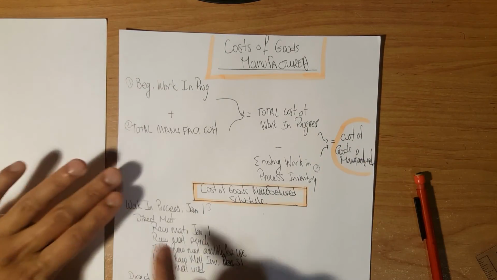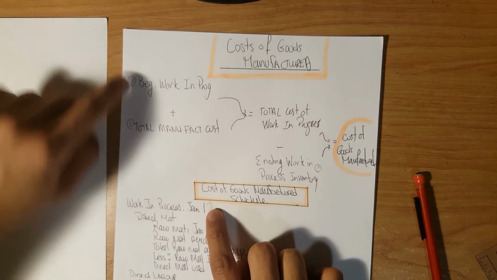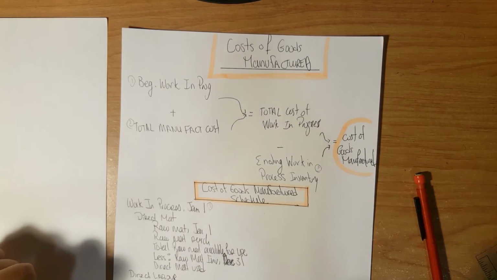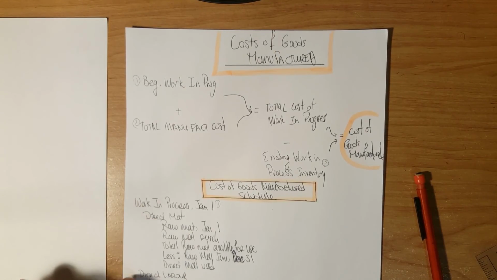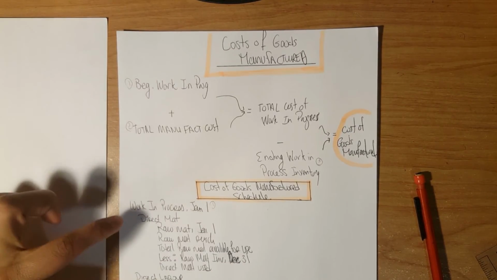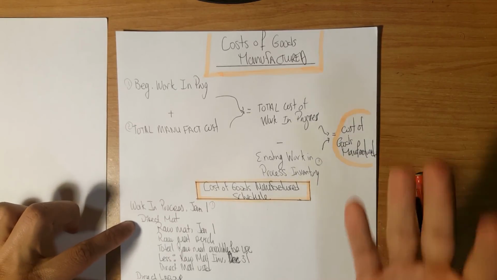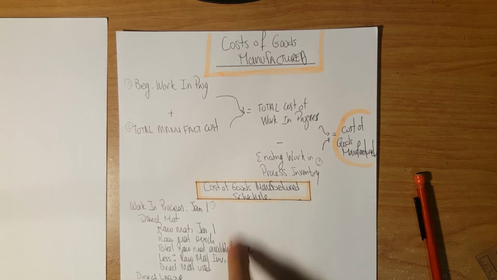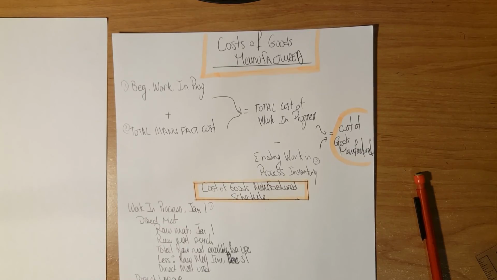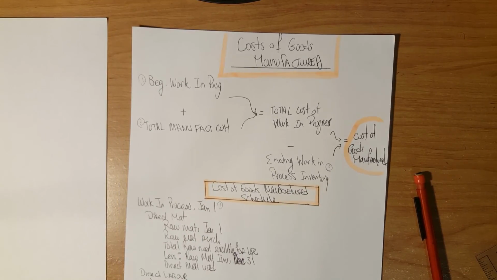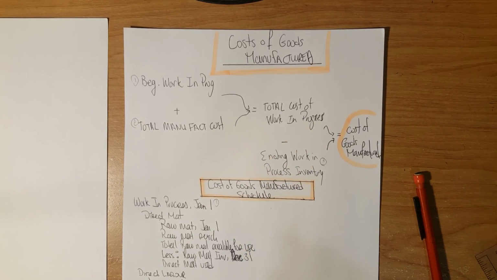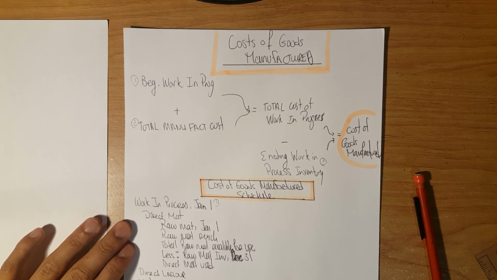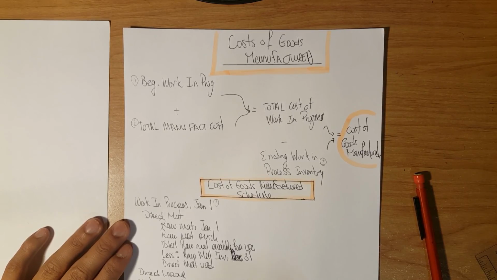The beginning work in progress was 1. The total manufacturing cost consists of 3 things: the direct material, direct labor, and manufacturing overhead. Excellent. Then we add all these up, the total manufacturing cost, the total work in progress, less the work in progress at the end, which was 3. You add these up, subtract this, which will give you the cost of goods manufactured.